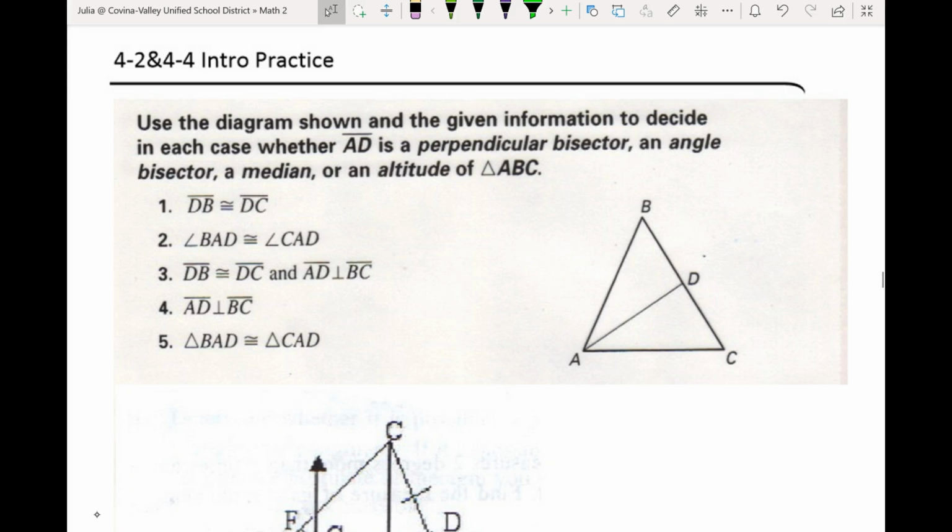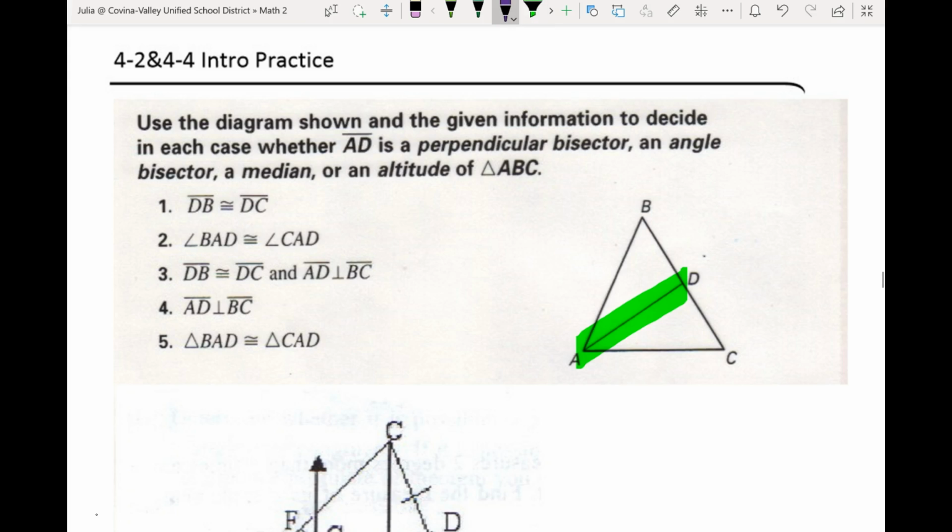All right, there's only one diagram, but there's 5 different pieces of information here. So use the diagram shown and the given information to decide if AD is a perpendicular bisector, an angle bisector, or a median. So we're talking about AD right here. That's the one they're asking about. So we have to look at the different given information.